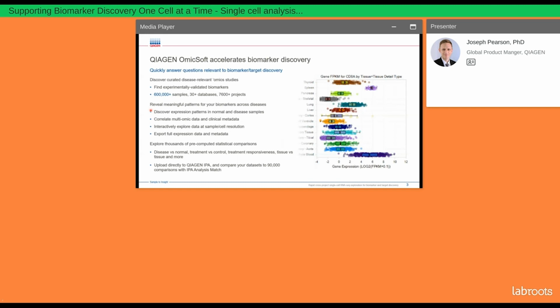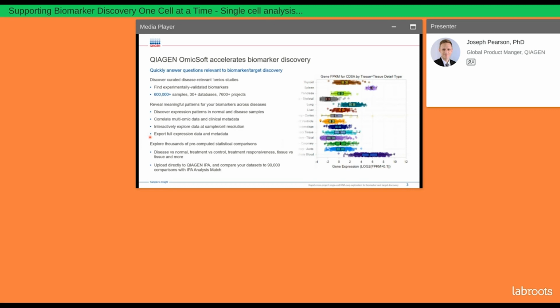You can explore across our data sets and use the platform to correlate multi-omic data and the extensive clinical metadata that have been curated. And you can use the platform to interactively explore the data at sample and now cellular resolution. The platform also allows you to export the full expression data, other omics data, and the metadata so you can perform your own downstream analyses with these curated data.